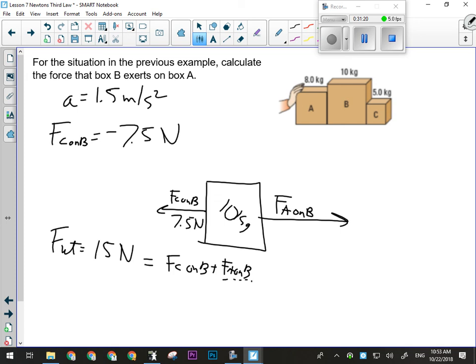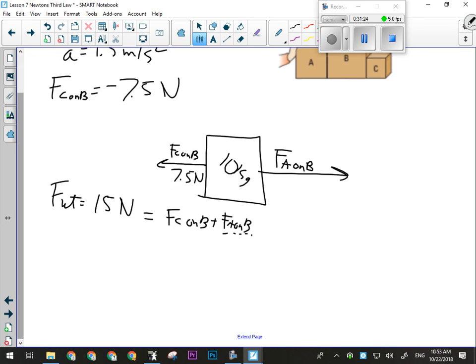And I'm looking for this force. So I'm going to subtract the force of C on B. So what I'll have is 15 newtons, which is forwards, minus negative 7.5 newtons, because it's backwards, equals the force of A on B. We only have two significant figures here, so it'll end up being 23 newtons. On box B, that's forward, but on box A, it's backwards.